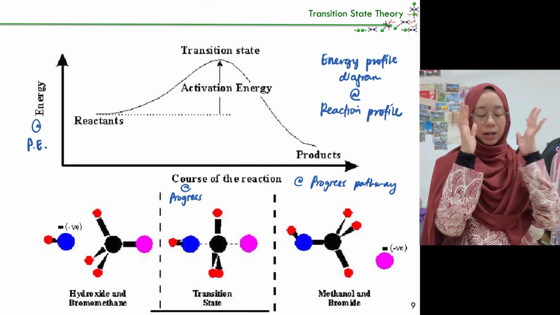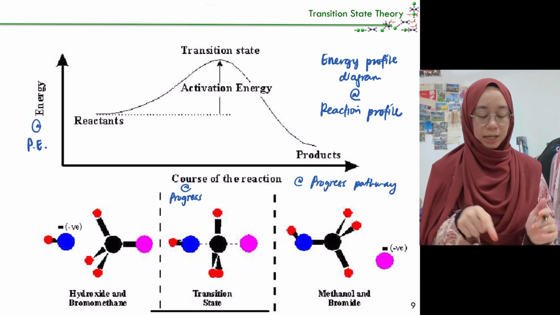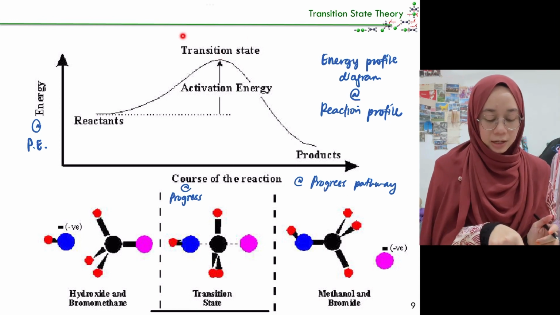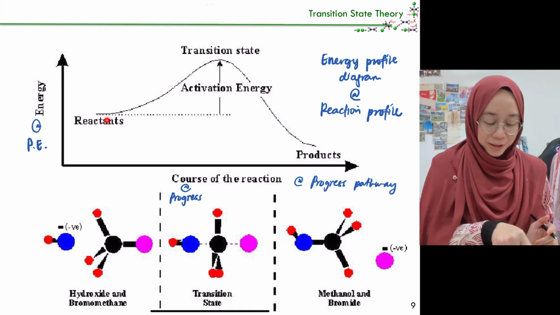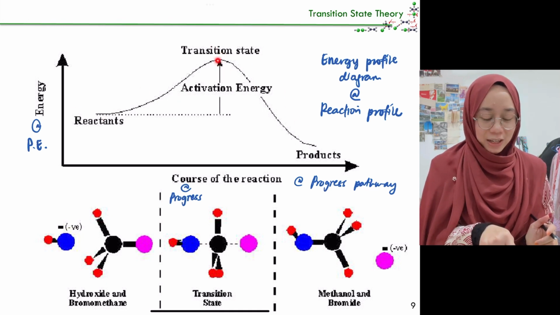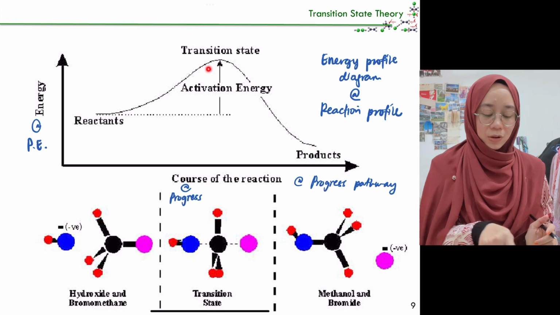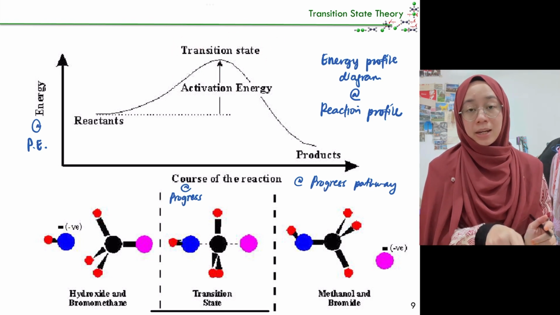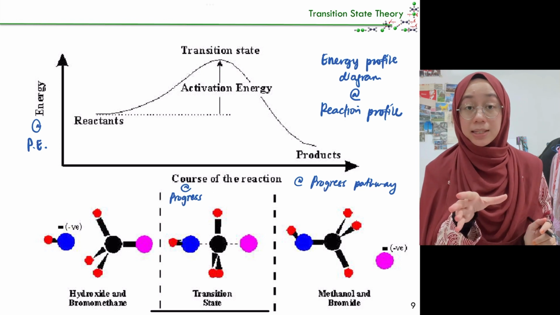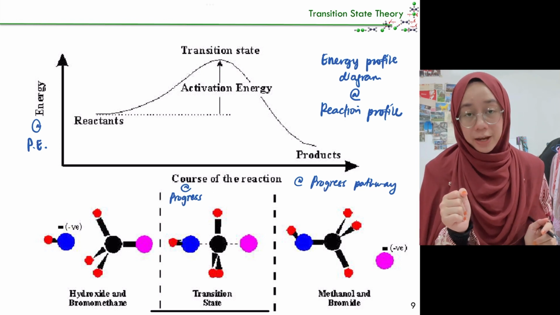Okay, jadi dekat mana transition state ni? So transition state berada dekat the peak part of the hills ni. Okay, kita punya energy kat sini, so atas sekali, atas activation energy ni. So ini adalah transition state. So dekat transition state ni nanti yang kita ada species yang kita panggil sebagai activated complex tadi.